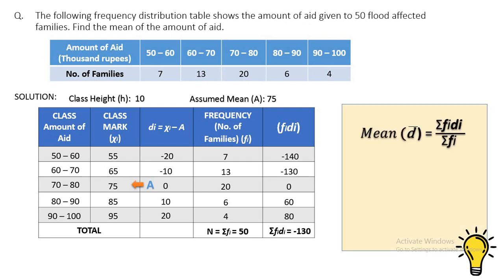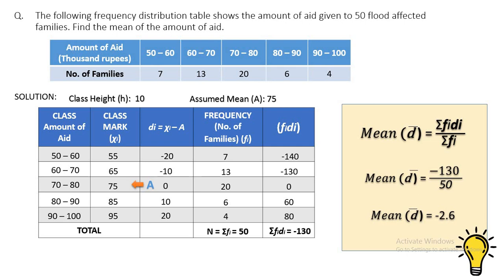Do we remember the formula? Yes. D bar is equal to sum of FIDI divided by sum of FI. Let's put the values. Sum of FIDI is minus 130 and sum of FI is 50. Once we divide this, we get the value minus 2.6. Do remember, keep the sign as it is, whether it is positive or negative. So we got the mean deviation. Is that our answer? No, that's just the mean of deviation.